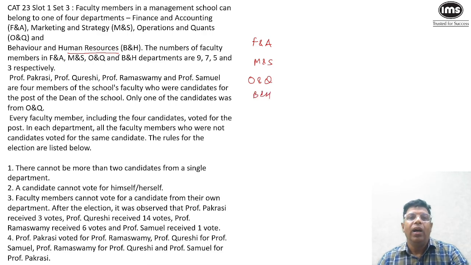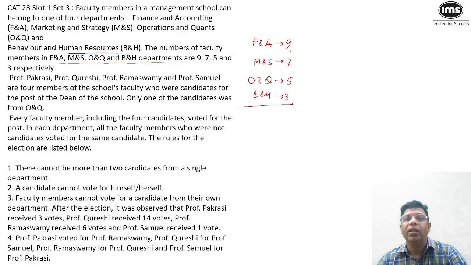Great. And the number of faculty members in F&A, M&S, O&Q, and B&H are 9, 7, 5, and 3 respectively. So in F&A, there are 9 faculty members. In M&S, 7. O&Q have 5 members, and B&H has 3 members. Okay, so altogether 24 faculty are there.